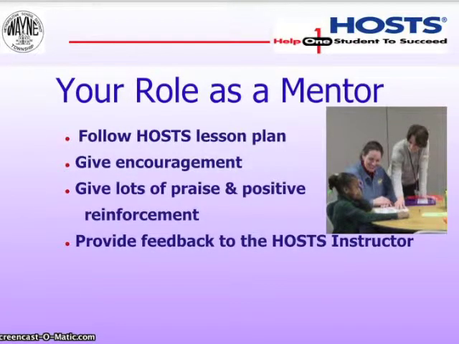Just remember these steps. It's important to follow the lesson plan as it is laid out in the folder and follow the instructions provided by the HOST instructor. Give your students lots of praise and encouragement. This really increases their confidence. The feedback you provide on your students' performance is very important. It will guide us with the contents of the students' folders.